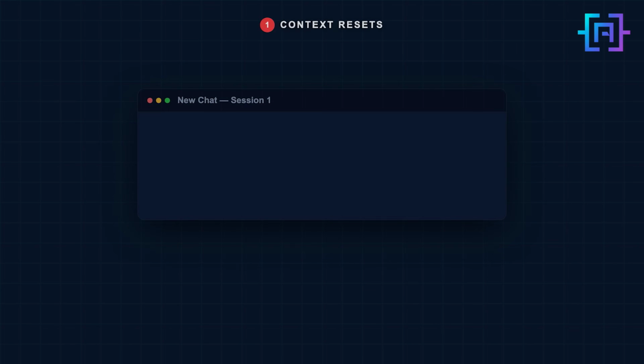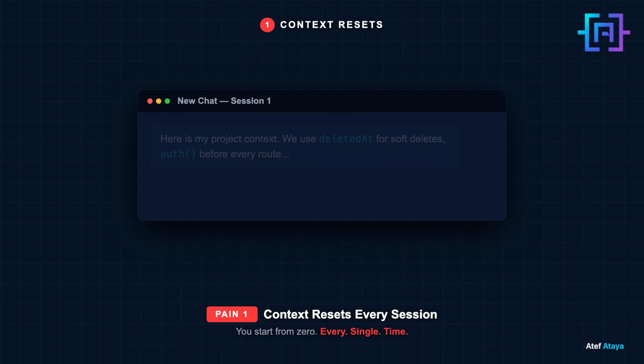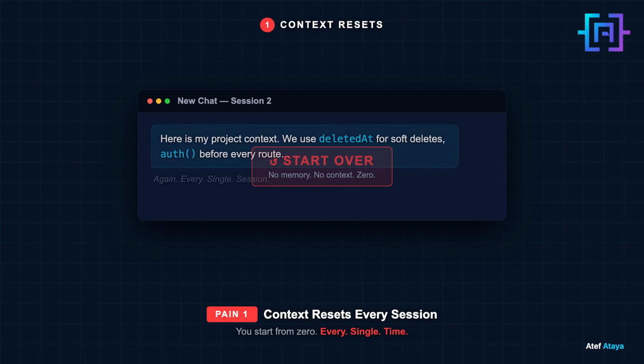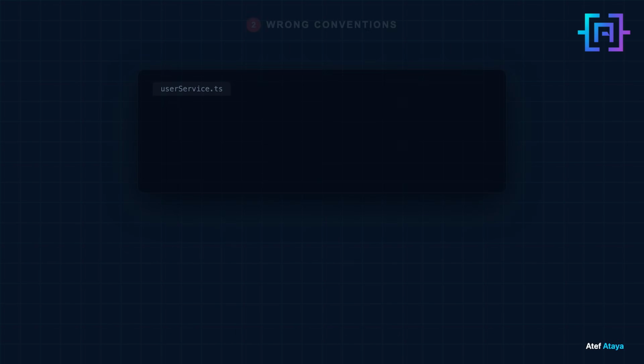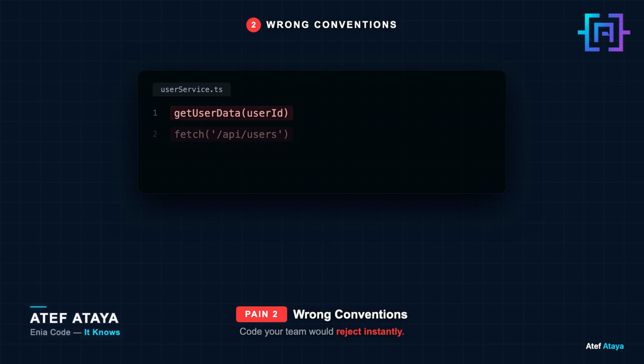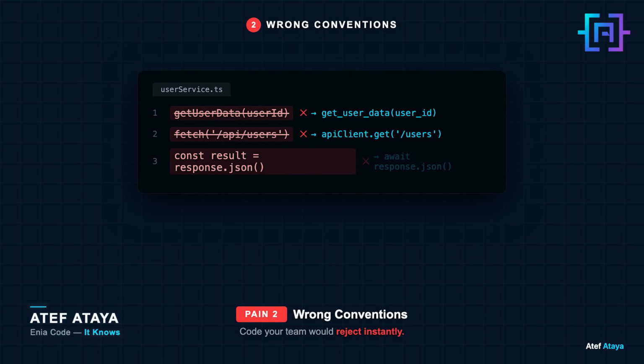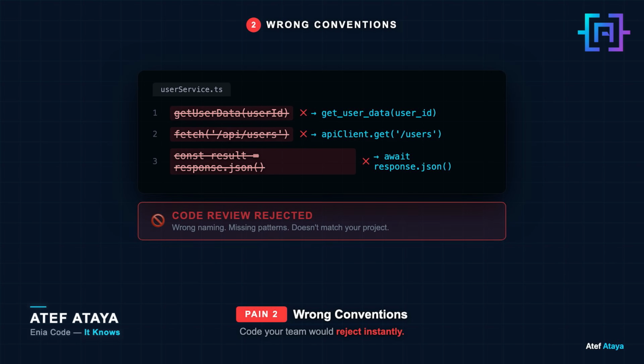Let me be specific about the problem, because I think a lot of you feel this. Every time you open a new session, the tool has no memory of what you built, what decisions you made, what patterns your team follows. You start from zero every single time. It generates code, but code that does not match your project. Wrong naming, missing patterns, stuff your team would reject in code review instantly.